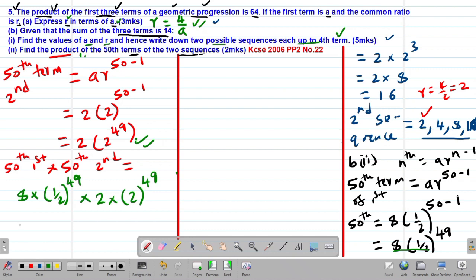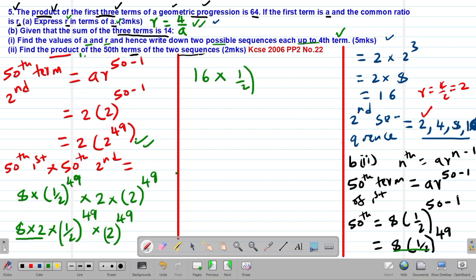So we can collect the like terms. I can combine 8 and 2. Then of course I combine a half to the power of 49 with 2 to the power of 49. Of course 8 multiplied by 2, I'm going to get positive 16. Then multiplied with a half to the power of 49. Then I'm multiplying with 2 also to the power of 49.